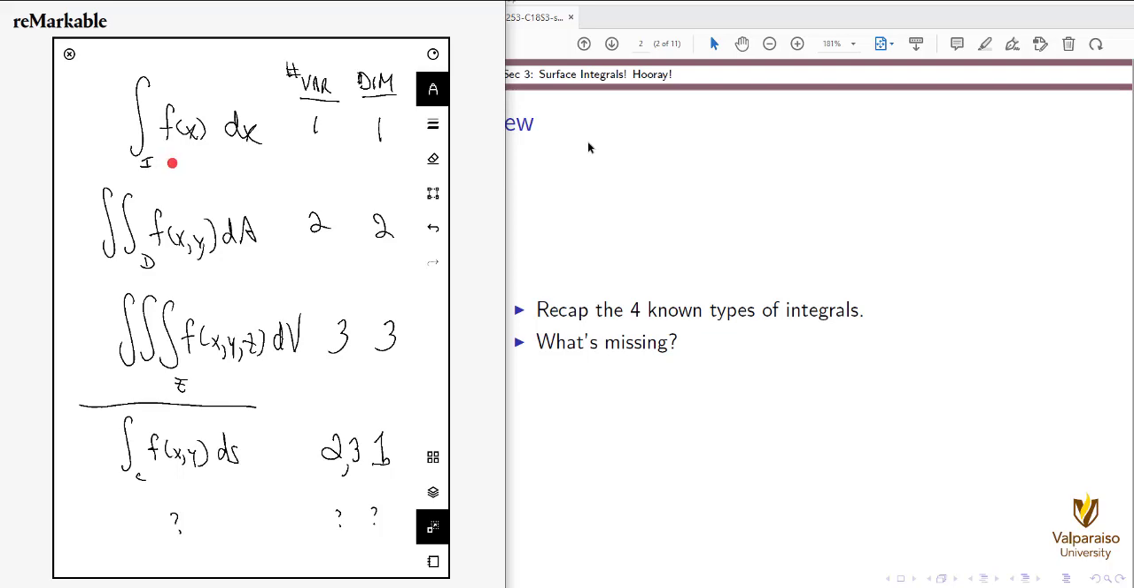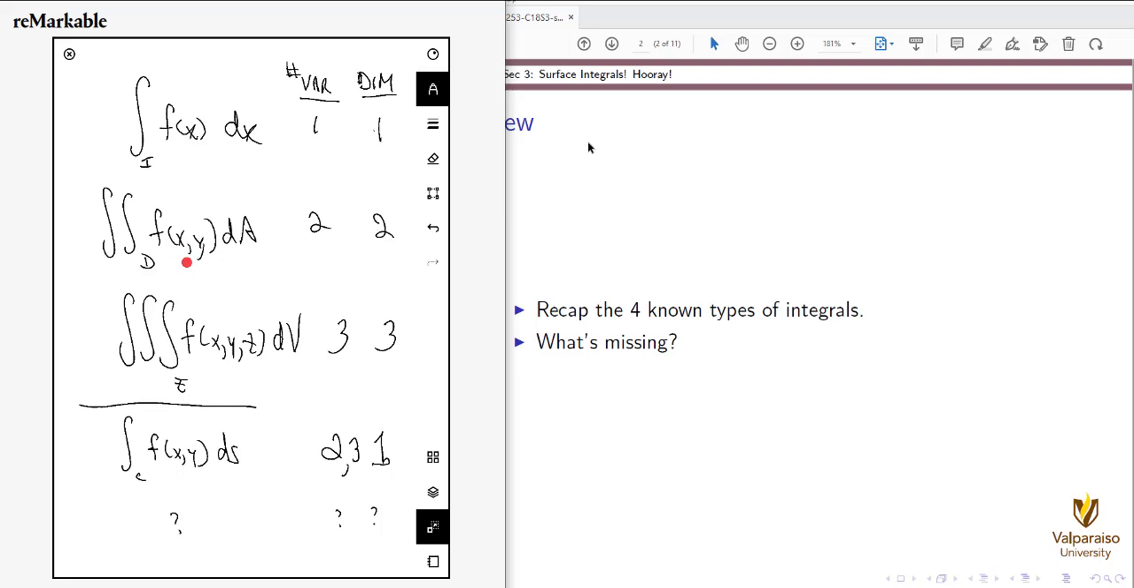There is the Calculus 1 style integration, where you had a one-dimensional integral of a function of one variable. So you had an interval of integration, like from x equals 1 to x equals 5, integrate f of x dx. Single integrals.